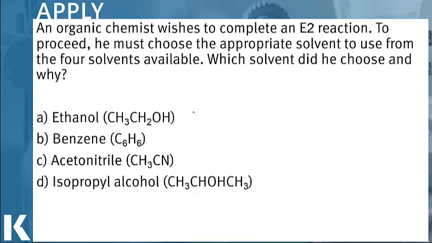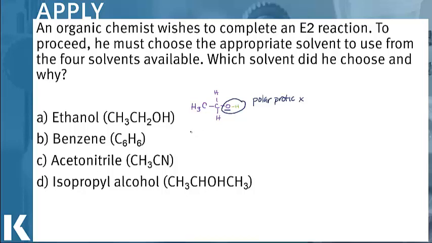Our first solvent available is ethanol. When I look at ethanol, due to the oxygen, this is a polar solvent. But since the oxygen has a hydrogen attached to it, this OH group can hydrogen bond, therefore this is a protic solvent. A polar protic solvent is not a good solvent for our E2 reaction.